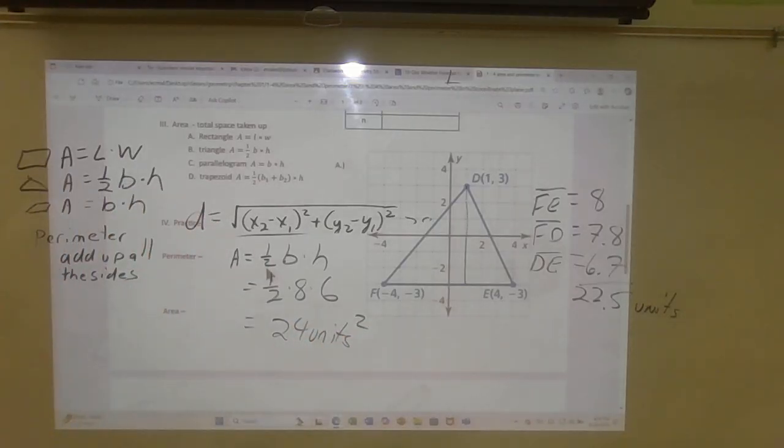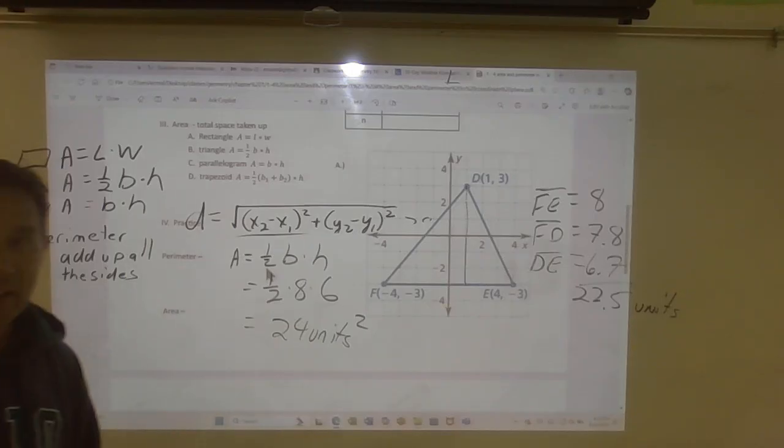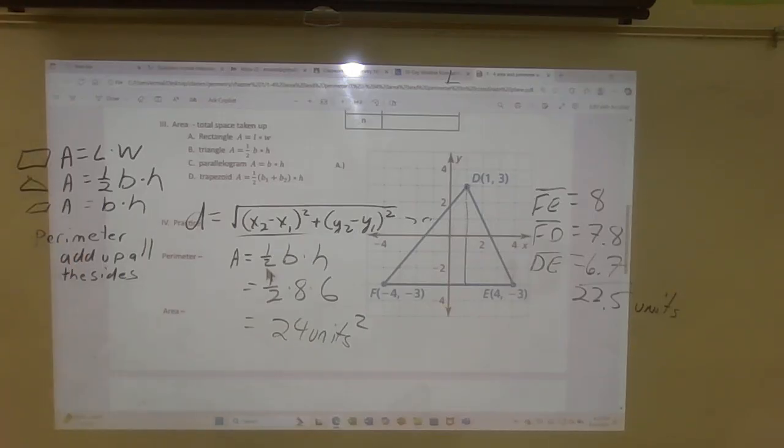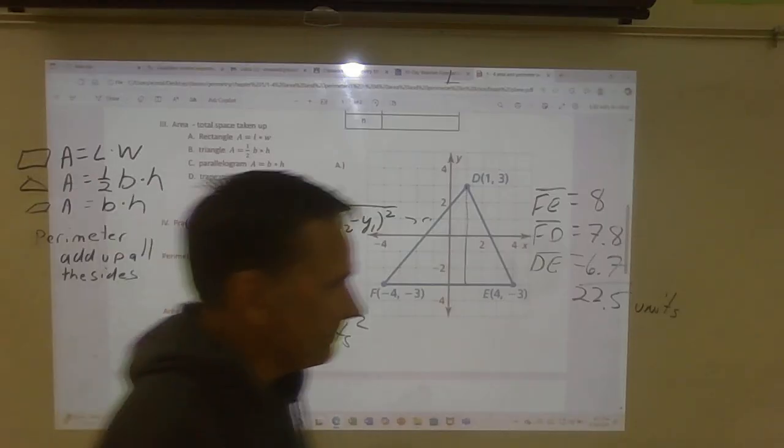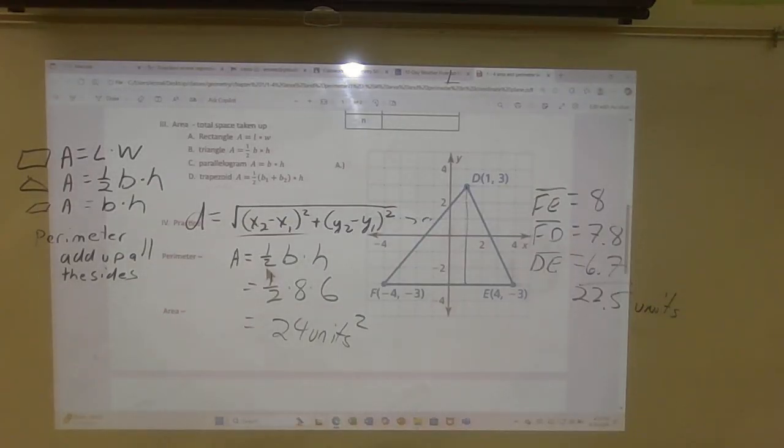So it looks like sometimes perimeter takes a little bit longer to complete than area. We go to the next problem.